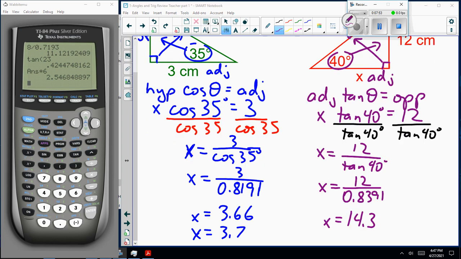Okay, adjacent is x, tan of theta, or 40 degrees, and the opposite is 12. Dividing both sides by tan 40, I got x equals 12 over tan 40, which is 12 over 0.8391. 12 divided by 0.8391, the calculator says it's 14.3 something, which rounds to 14.3.